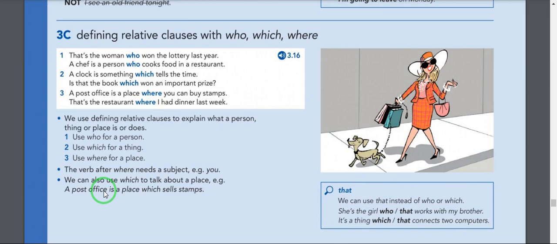For instance, you. Если вы употребляете союз where, где, то после него обязательно нужно использовать подлежащее.